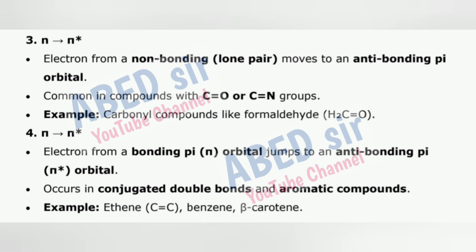3. n→π*. Electron from a non-bonding (lone pair) orbital moves to an antibonding pi orbital. Common in compounds with C=O or C=N groups. Example: carbonyl compounds like formaldehyde, H2C=O. 4. π→π*. Electron from a bonding pi orbital jumps to an antibonding pi asterisk orbital. Occurs in conjugated double bonds and aromatic compounds. Example: ethene, C=C, benzene, beta-carotene.